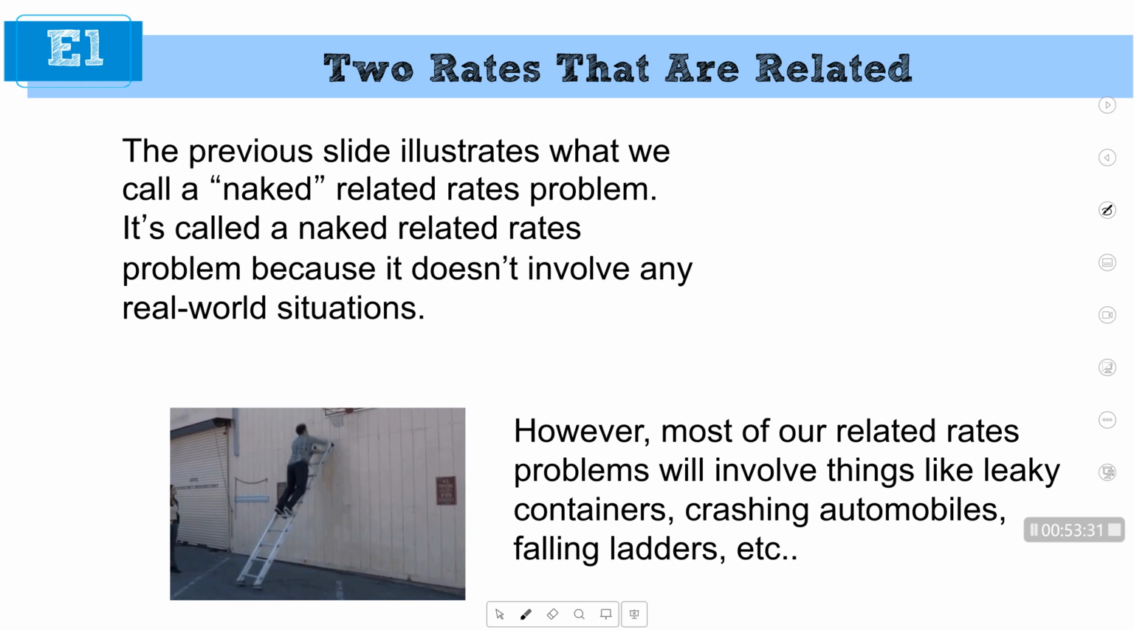When that guy falls down the ladder, if you ask your average person on the street, the bottom of that ladder is sliding out at a certain rate, let's say 2 meters per second, how fast is the top sliding down? Most people will say it's the same. If the bottom moves out at 2, the top has to move down at 2. That is incorrect. For those of you that have physics, you probably know this.